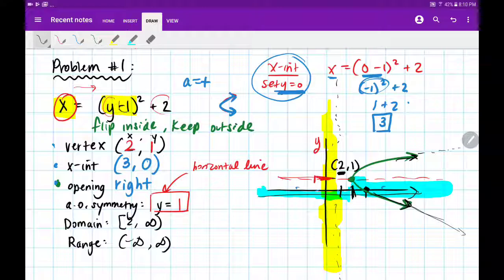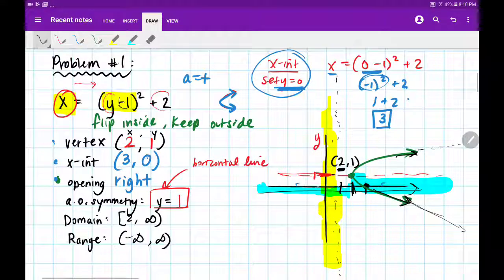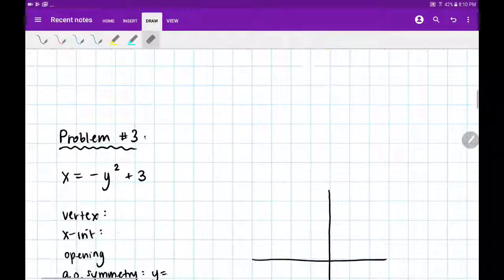In fact, all of our horizontal parabolas will have this range from negative infinity to positive infinity. Even if it was facing this way, it's going forever downwards, forever upwards, so our range would have also been the same. All right, let's do another problem.